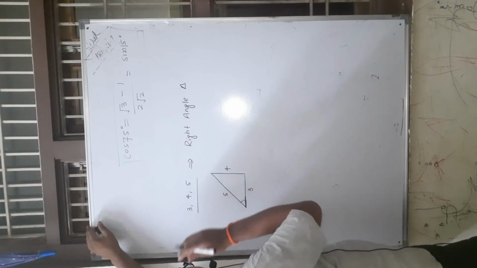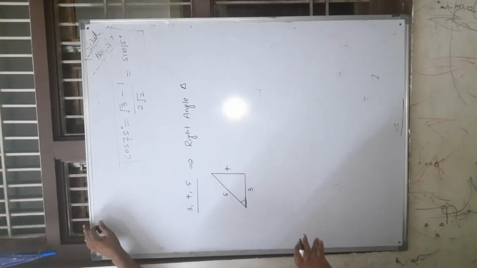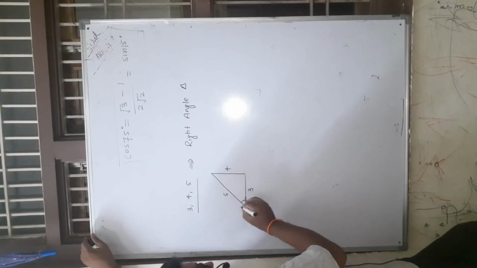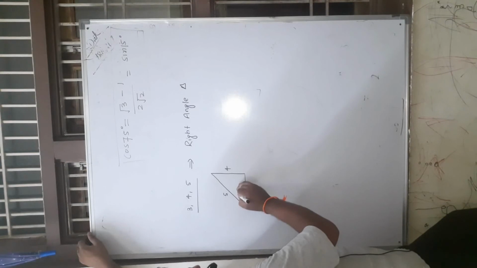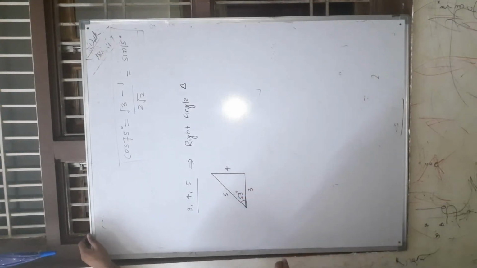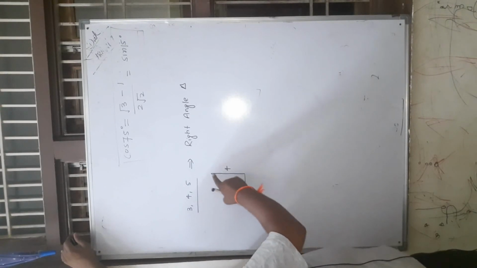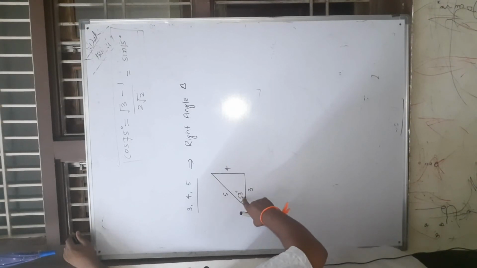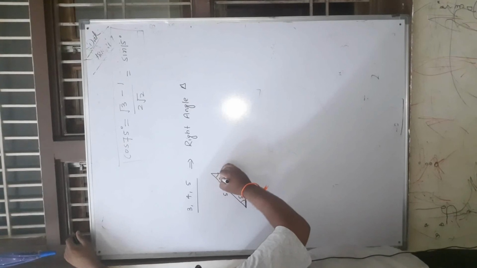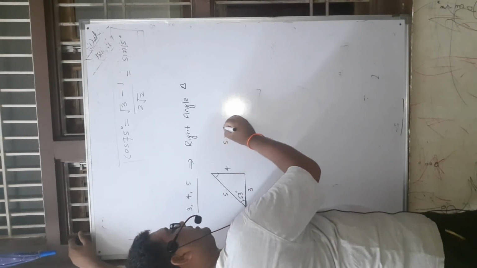If this side is 3, this side is 4, and this side is 5, then the value of this angle corresponds to sine theta. If you take 3 as base, 4 as perpendicular, and 5 as hypotenuse, then this angle is equal to 53 degree and this angle is equal to 37 degree. If this angle is 53 degree, then what will be the value of sine 53 degree?